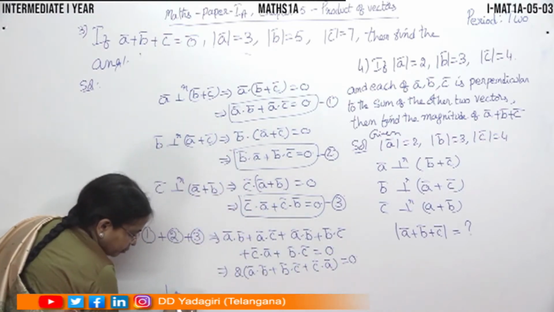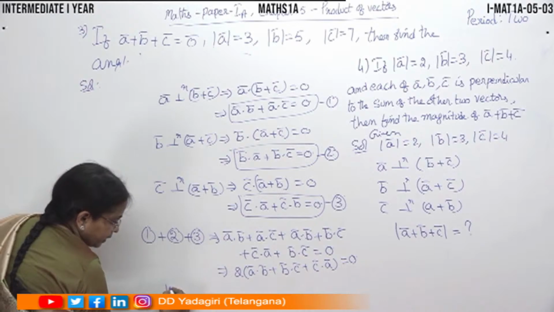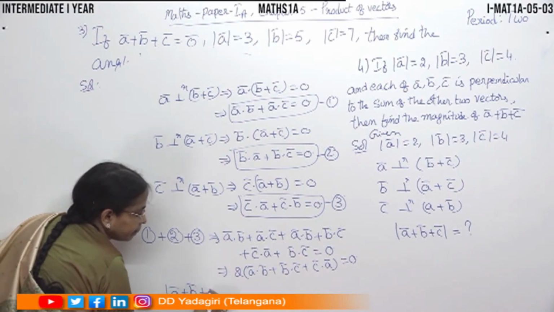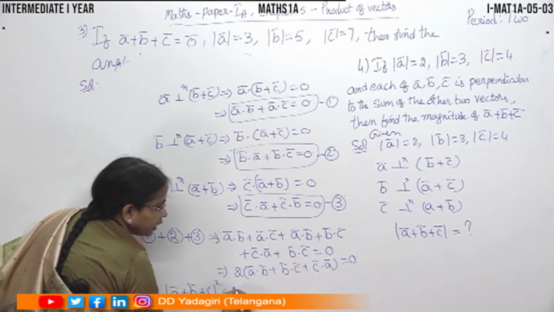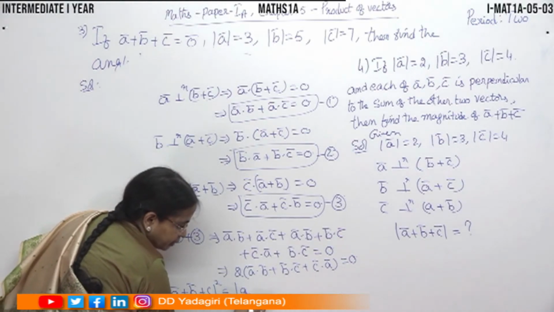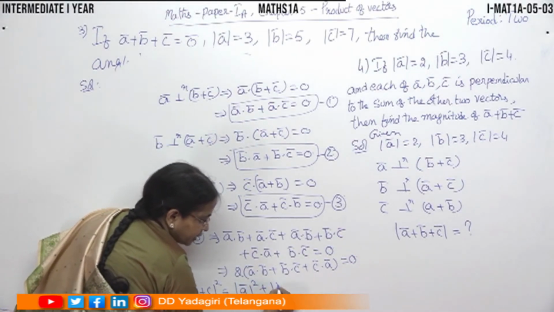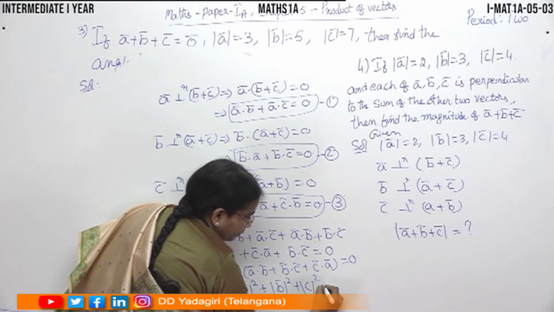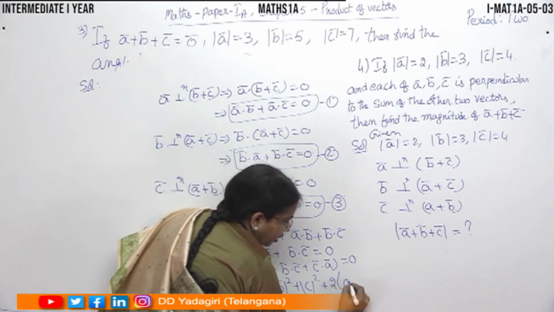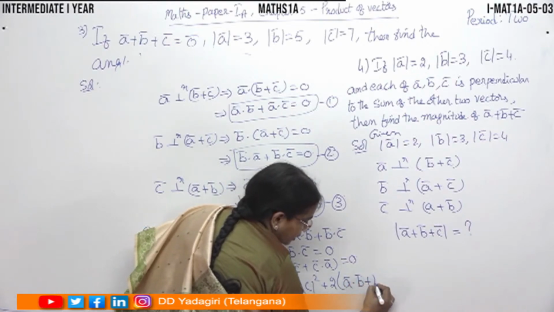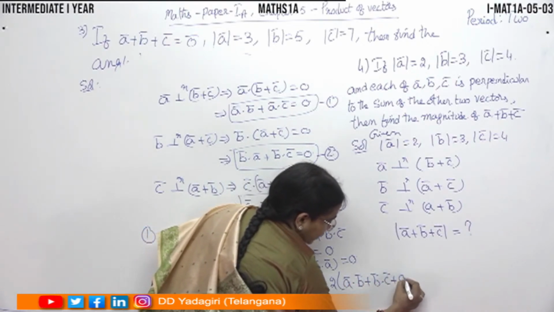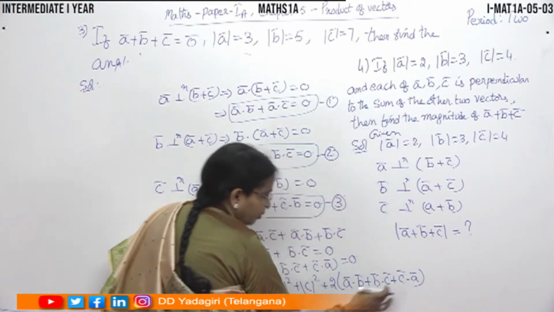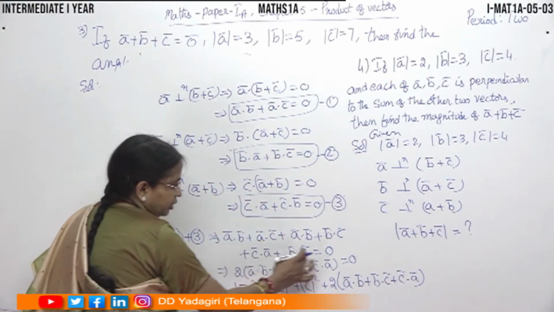Now you take this mod of A plus B plus C whole square is equal to A plus B plus C dot A plus B plus C. So it is A square plus B square plus C square plus 2 times A dot B plus B dot C plus C dot A. Now all this we showed as equal to 0.